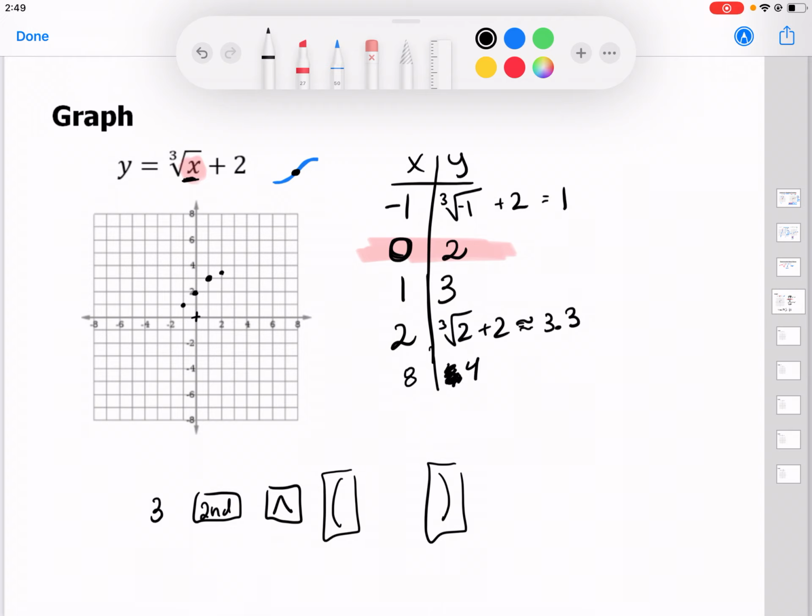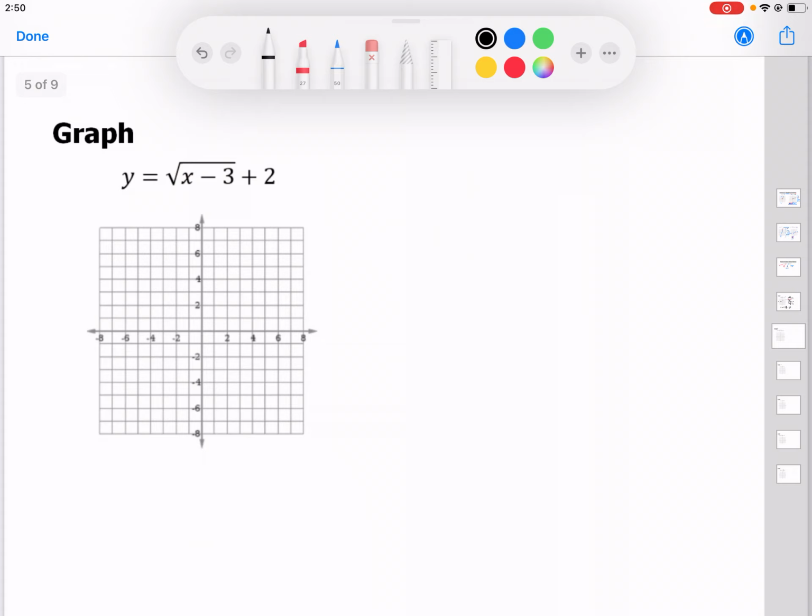Look at me. Wow, I'm going to write that out so that you understand why. Cube root of 8 is 2, 2 plus 2 is 4. My bad, sorry about that. So 8, 4, and then just make sure the shape looks right for what the graph should be.